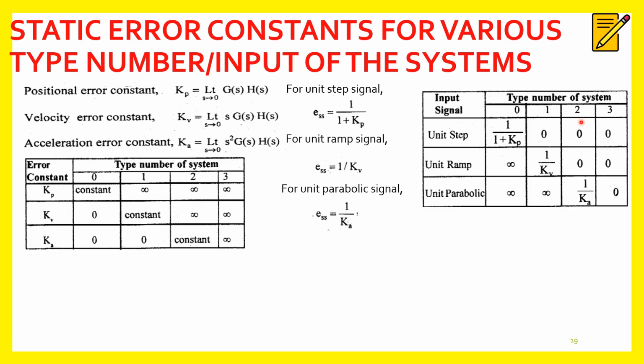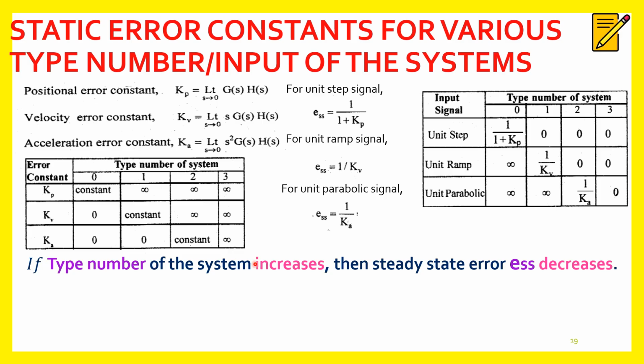When the type of the system increases, initially the error is infinity, then constant, then 0. Infinity, infinity, constant, then 0. So when type increases, the steady state error decreases, and the error constant value magnitude increases. Final conclusion: when the type of the system increases from 0, 1, 2 and 3, for the unit step signal the error decreases; for unit ramp from infinity to 0; for unit parabola from infinity to 0. These values are constant values. So if the type number of the system increases, then the steady state error ESS decreases.